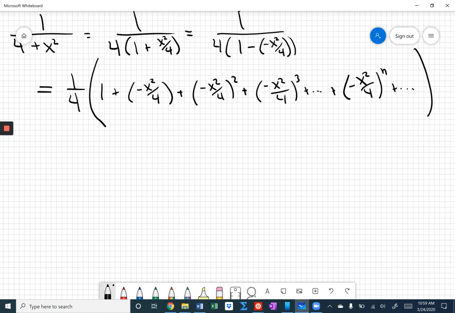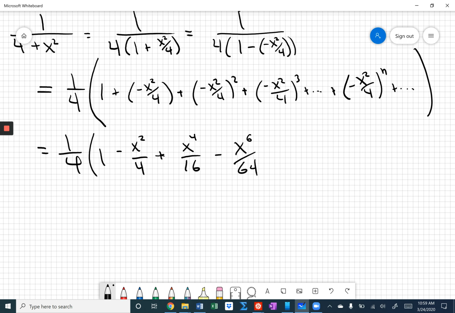We'll do some more algebra to this, so don't panic yet. I'll tell you when it's appropriate to panic. We don't need to panic. This stuff is going to be easy. If we do some simplifying here, which we don't really have to do, that's going to be x to the 4th over 16 minus x to the 6th over 4 cubed, which is 64, plus dot dot dot plus. Now I'm going to separate out the negative and make that -1 to the nth power, x to the 2n, and then all of that divided by 4 to the nth plus dot dot dot.